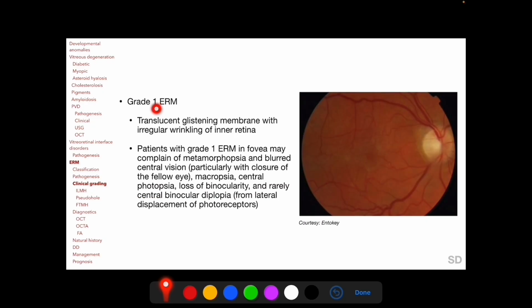Grade 1 epiretinal membrane is also translucent and glistening in appearance, but causes wrinkling of the inner retina. Patients with grade 1 epiretinal membrane in the fovea may complain of metamorphopsia and blurred central vision, but may also have other symptoms such as macropsia due to crowding of photoreceptors, central photopsia due to vitreomacular traction, loss of binocularity, and rarely central binocular diplopia.